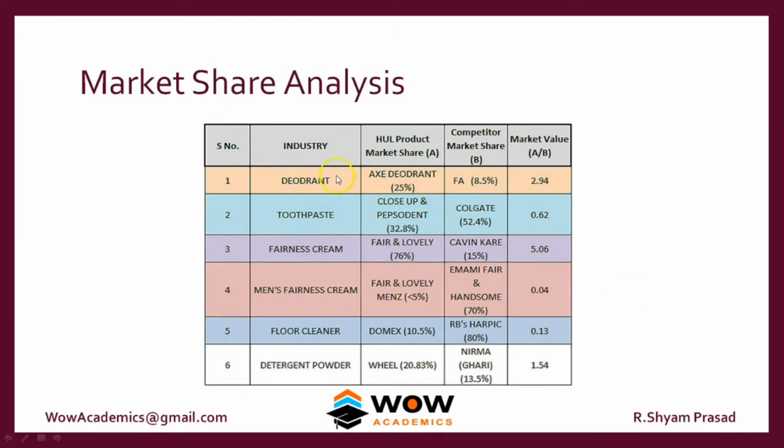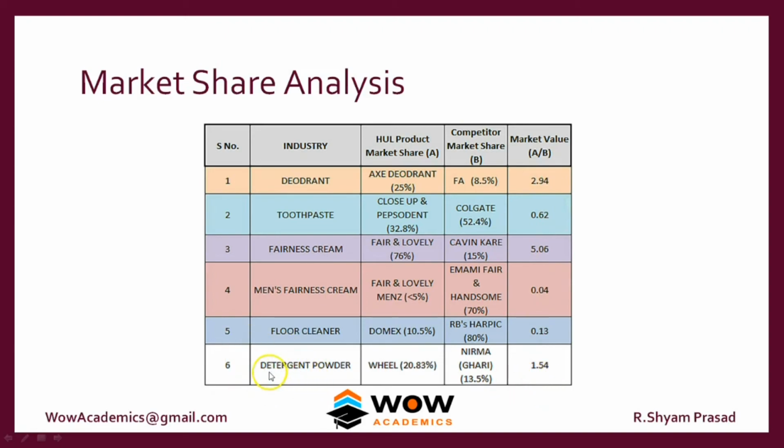Here it has been analyzed in the deodorant market, where Hindustan Unilever's product stands. Hindustan Unilever has a market share of 25%, and the nearby competitor is Fa deodorant, with a market share of 8.5. So we have to divide our company's market share by the rival's market share. The answer is 2.94. So this has the highest market value. Like that we have to keep on working it out for all the products.